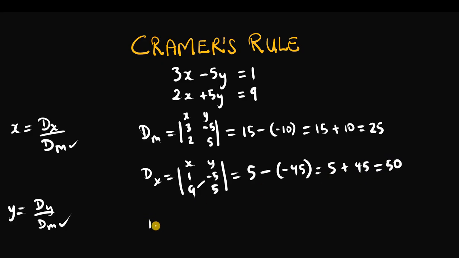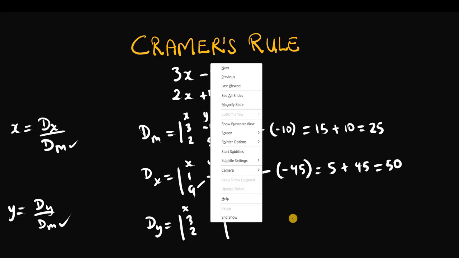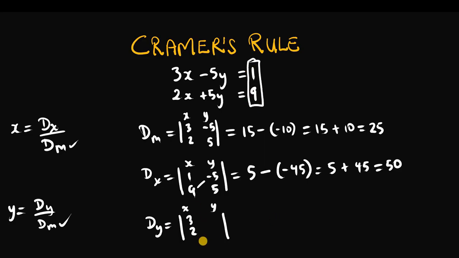Okay, now let's proceed to find the determinant of the Y matrix. Again, we go back to the original coefficients. 3 and 2 go under the X column. -5 and 5 go under the Y column. Now, since we're trying to find Y, we replace the elements in the Y column. With what though? Again, these values on the outside, the constants, 1 and 9.